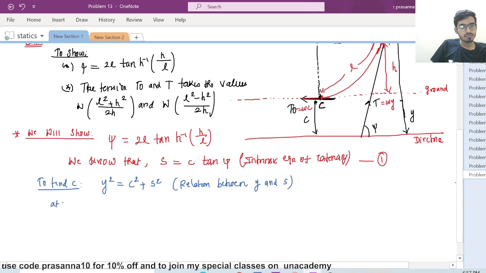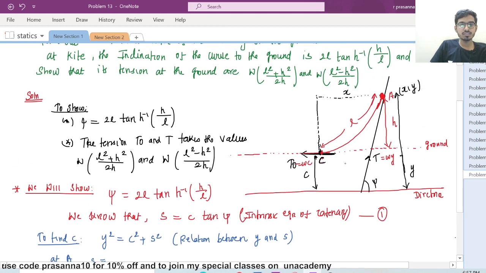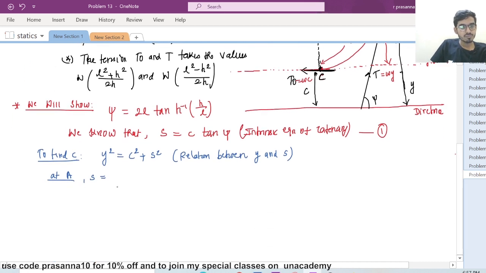Now at A, what is s? You can see s is the distance from the lowest point to any point. If the point is A, what is s? S is the same as L, right? Usually from C to any point on this curve, that distance we take as S. Now I'm taking the point to be A. The distance from C to A is S. So at A, S is equal to L, because this distance is the same as L.